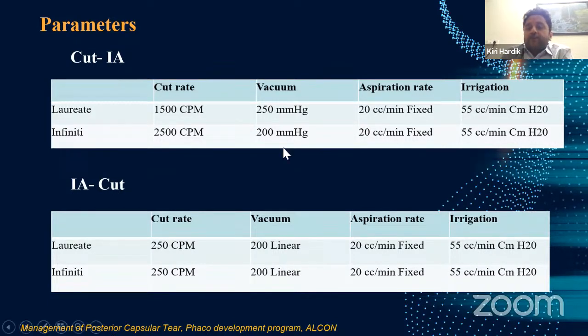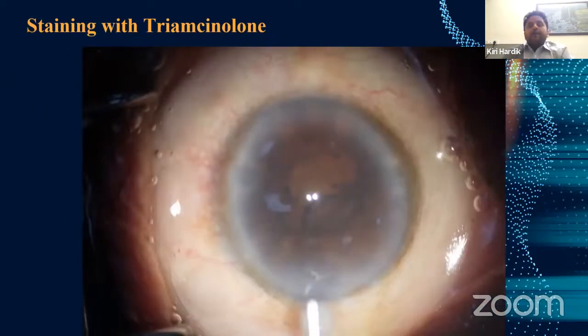And in IA cut mode, the cut rate should be on the lower side, because the part which you are now removing is either small lenticular parts, or a cortex, or an epinuclear plate. So for that, you need to put the cut rate on the lower side, which is around 200 to 300.